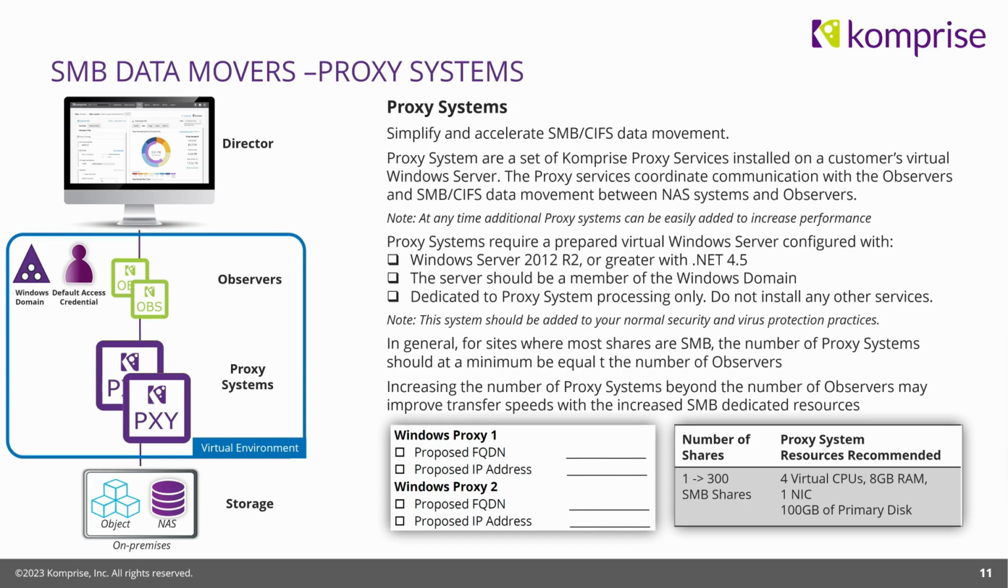After the installation completes, we'll then inform the director about the proxy systems by providing the fully qualified domain name or an IP address. The director will pass this information to the observers, who will then know that the proxy system or systems are available and ready for use. Most administrators are familiar with deploying a virtual Windows server, and the basic resources required are 4 CPUs, 8 gigs of memory, a single NIC card, and 100 gigs of disk space. These are fairly lightweight systems that are only needed to move SMB data and do not require extensive resources. We can deploy as many or as few proxy systems as needed and can add or remove them at any time depending upon the SMB workload.